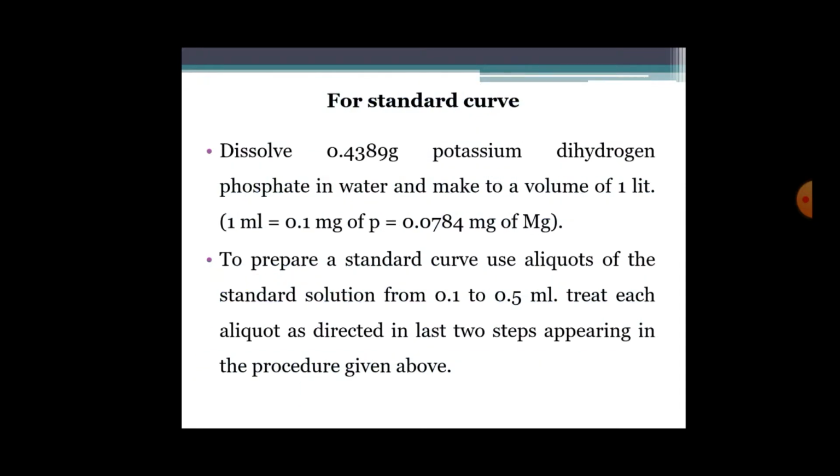Now for preparation of the standard curve, dissolve 0.4389 gram of potassium dihydrogen phosphate in water and make up the volume to 1 liter. To prepare a standard curve, use aliquots of standard solution from 0.1 to 0.5 ml and treat each aliquot as directed in the last 2 steps in the procedure.